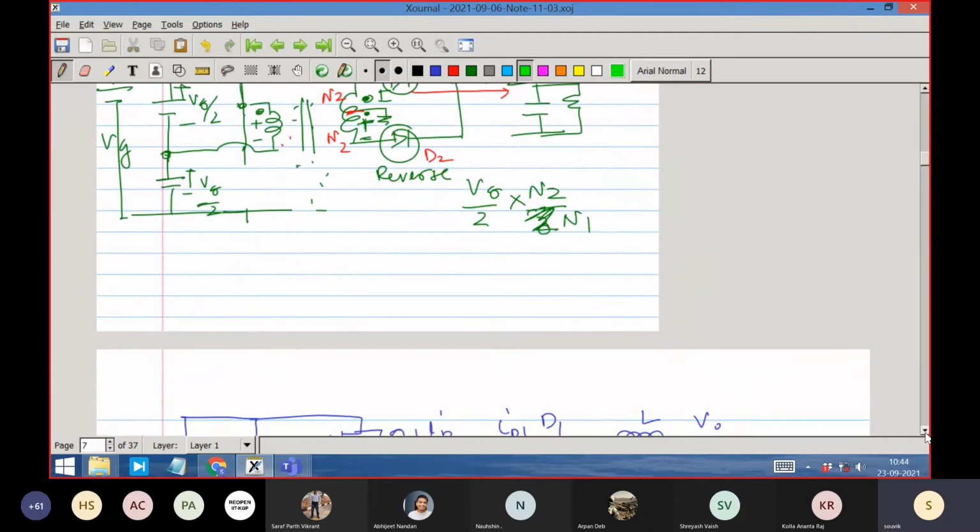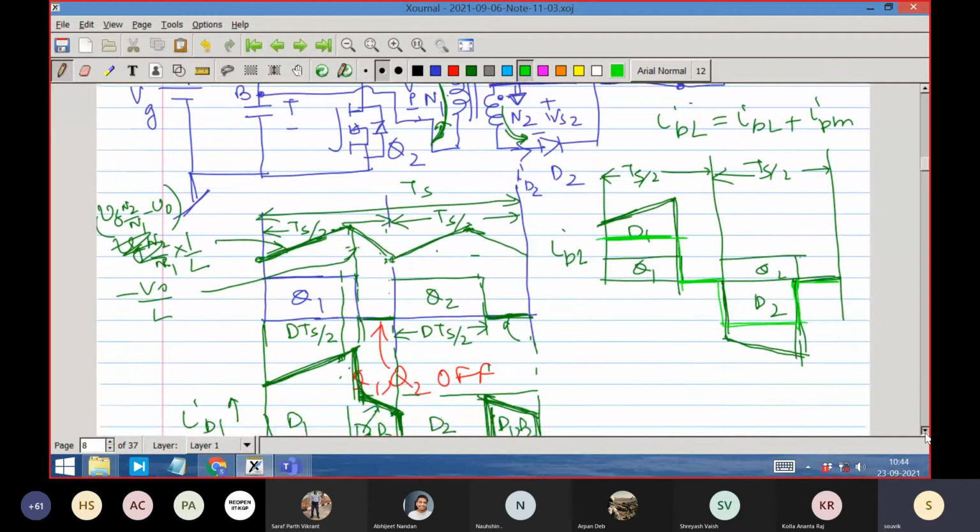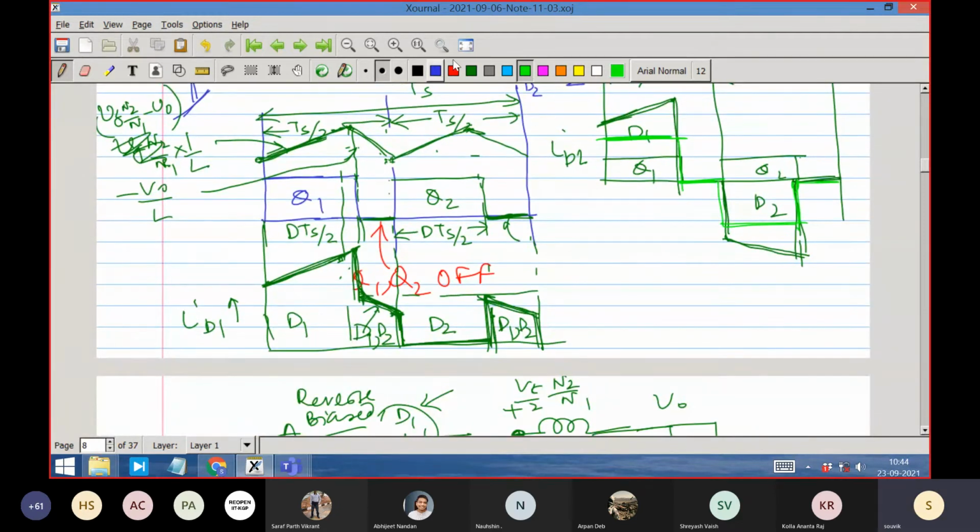Let me draw and then give you the idea. I am drawing the magnetizing current here. This is the zero level. The first part must be increasing because the voltage is plus Vg by 2. So it will increase, because it has the ability to go negative. It will symmetrically place itself in this manner. It starts from something like minus IPM, and will go from this to this.